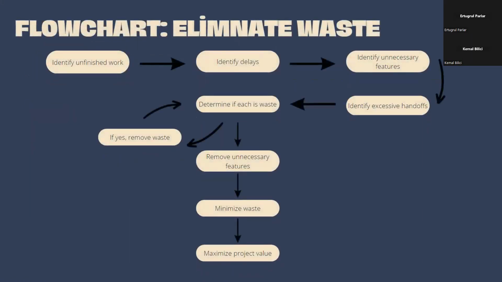Here, as you can see, there is an eliminating waste flowchart. We will start by identifying unfinished work, which can be in a software development project. Unfinished work could refer to incomplete code modules or unaddressed bugs. Then it follows with identifying delays. Like in a production development process, delays might occur if there are bottlenecks in the prototyping or testing phases.